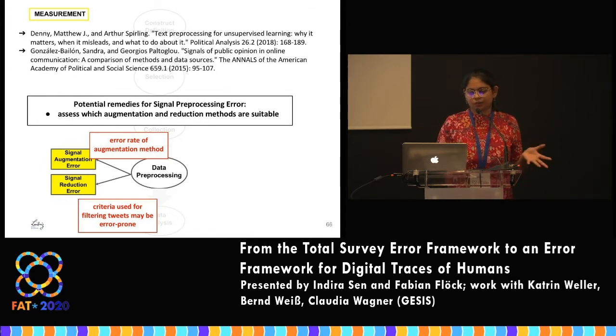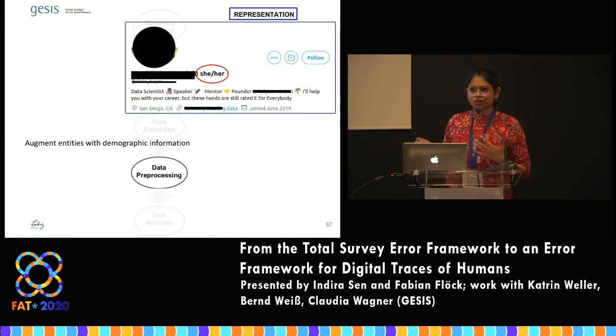So that was how pre-processing can affect the construct being measured. Pre-processing methods can also affect whether your estimate is representative or not, or rather if they are generalizable or not. So as we saw, it might be useful at this stage to augment entities with demographic information, and there are lots of tools for doing that. There are lots of commercial APIs. You can use some of the self-reported textual information that's already there. Some people use the images people put up. So there are many methods for demographic augmentation.